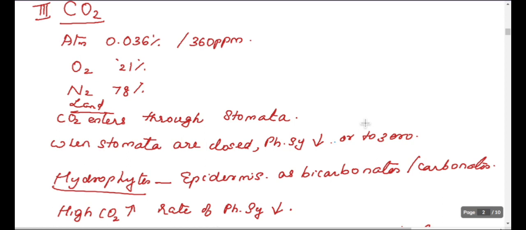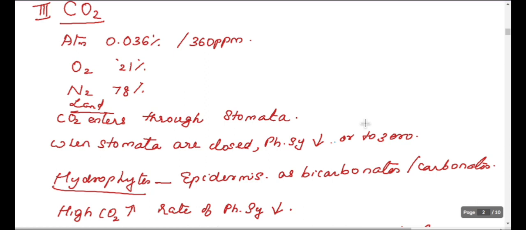But due to high light intensity and high temperature, stomata may close in order to prevent water loss. So if stomata is closed, photosynthetic rate will go down, or sometimes it may go up to 0 also. What about hydrophytes? Do they have stomata? No. They absorb carbon dioxide through their epidermis as bicarbonates or carbonates.